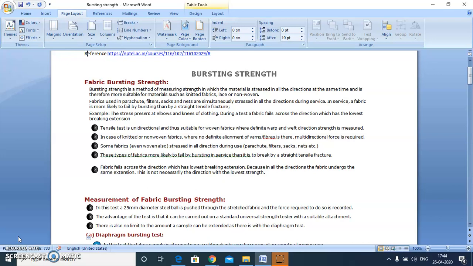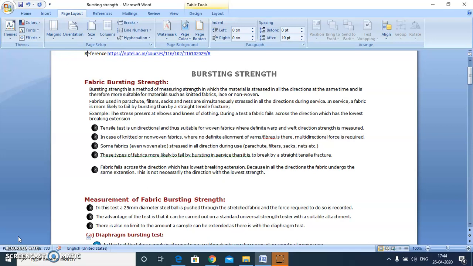The tensile test is unidirectional, and we measure it in the direction of warp or weft. So we go for bursting strength in case of these applications, that is parachutes, filters, sacks, and nets. One more point we need to understand is that for knitted and non-woven fabrics, where there is no specific direction of fibers or yarns, we go for this multi-directional strength testing. Bursting strength is preferred in case of knitted or non-woven fabrics.